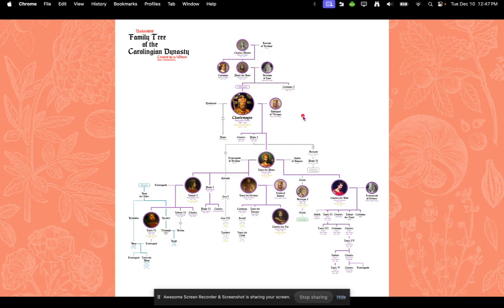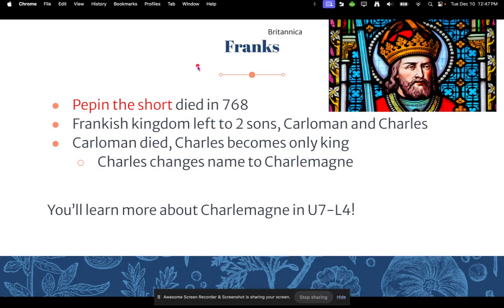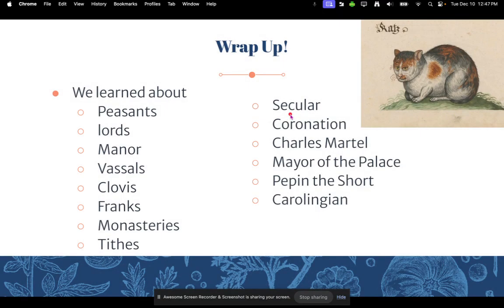So Pepin the Short died in 768, and the Frankish kingdom was left to two sons, Carloman and Charles. Carloman died, and Charles becomes the one and only king of the Franks. And then Charles changes his name after he becomes king, and he is now called Charlemagne, which is this dude right here. And you'll learn more about Charlemagne in U7-L4.